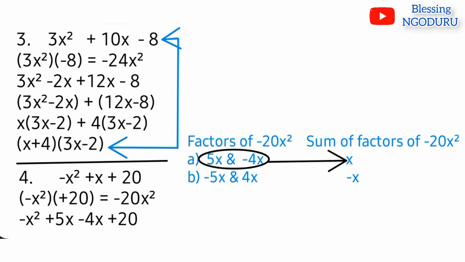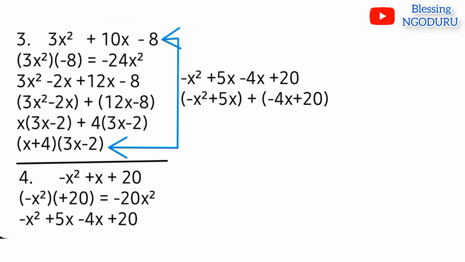We will rewrite this equation as minus x squared plus 5x minus 4x plus 20. Taking two together, we have minus x squared plus 5x plus, bringing this together, we have minus 4x plus 20. The common factor between minus x squared and 5x is x. Bringing x out, here we are left with minus x, because x times minus x gives minus x squared, plus bringing out x here, we are left with plus 5.